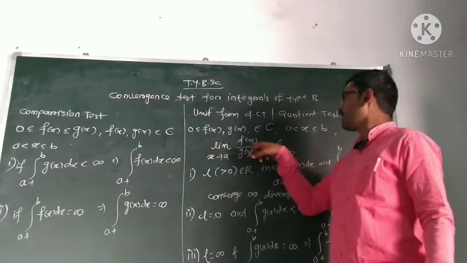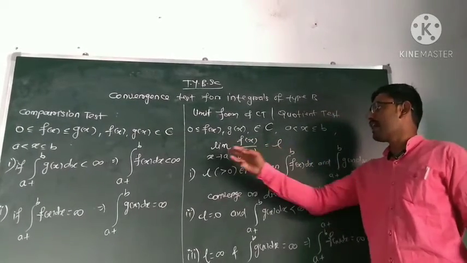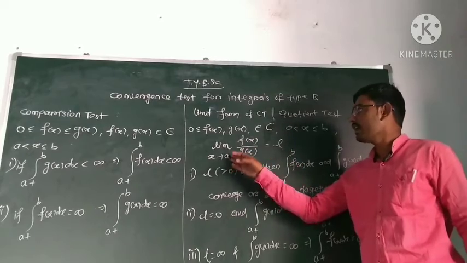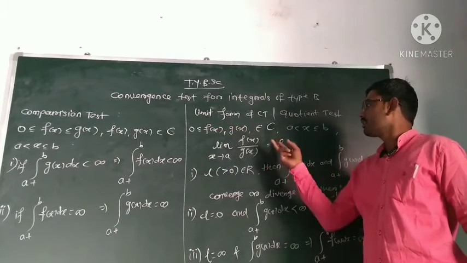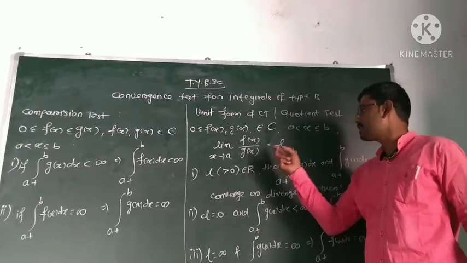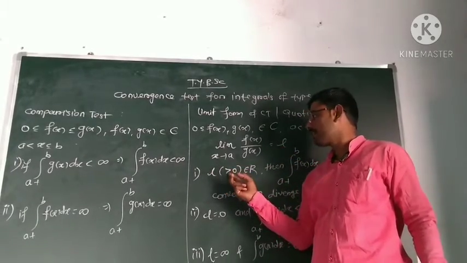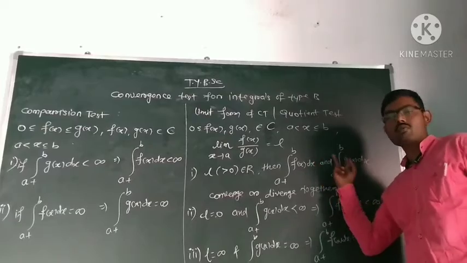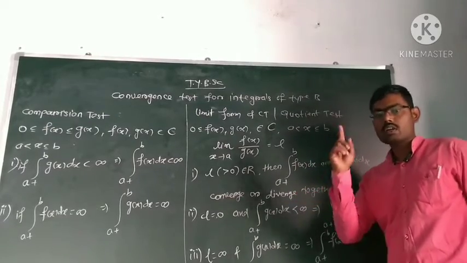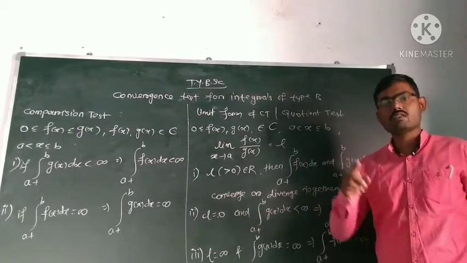Suppose the limit of f of x upon g of x is equal to L as x tends to a singular point a. If this limit is a non-zero real number, then both improper integrals converge or diverge together. If one converges, the other must converge. If one diverges, the other must diverge.